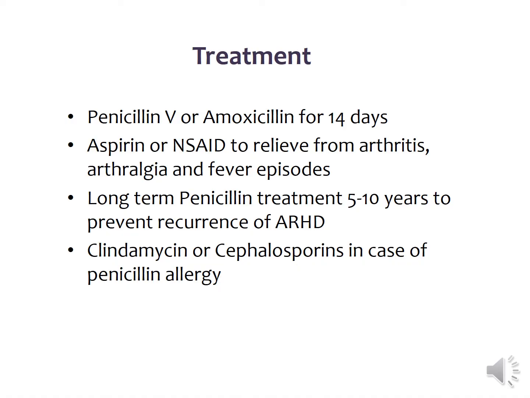Penicillin V or amoxicillin for 14 days has to be given, and aspirin or non-steroidal anti-inflammatory drugs to relieve arthritis, arthralgia and fever episodes. And sometimes long-term penicillin treatment is preferred for about 5 to 10 years to prevent the recurrences of acute rheumatic heart disease. And in case of penicillin allergy, we can go for clindamycin or cephalosporins.